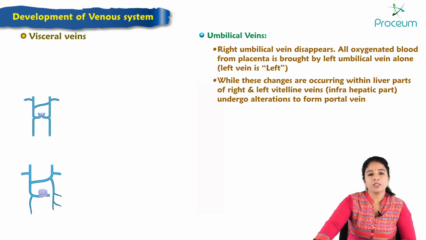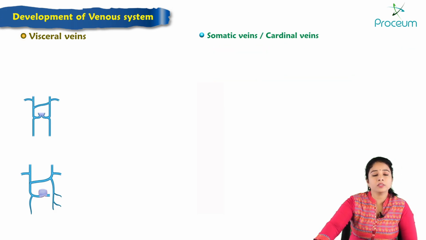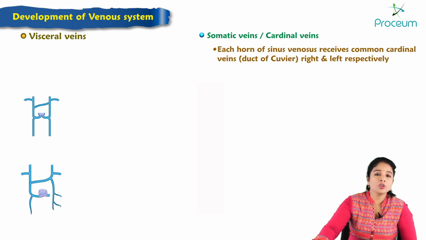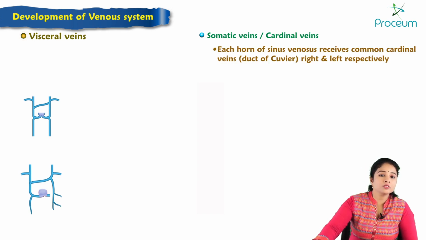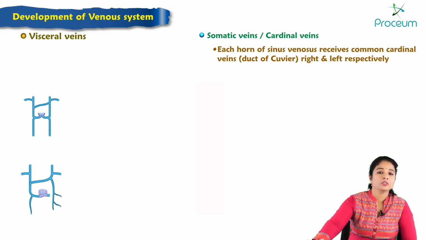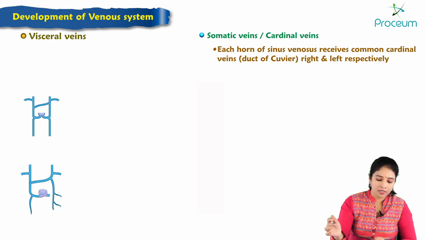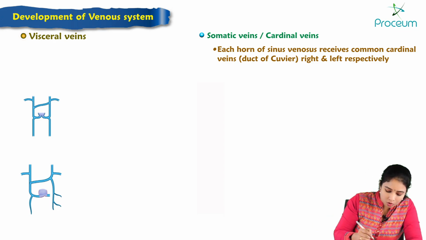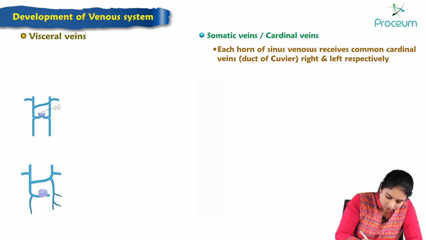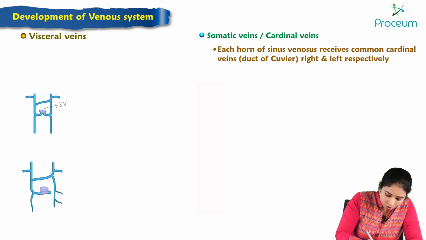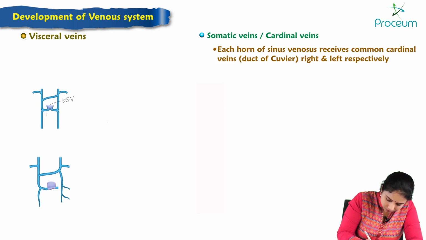So after the visceral veins, let us move on to the somatic veins. Somatic veins are otherwise called cardinal veins. Each horn of the sinus venosus receives common cardinal veins, which are otherwise called the duct of Cuvier. So there are right and left common cardinal veins which drain into the right and left horns of the sinus venosus. So this is the sinus venosus, receiving the right and left common cardinal veins into its right and left horns.